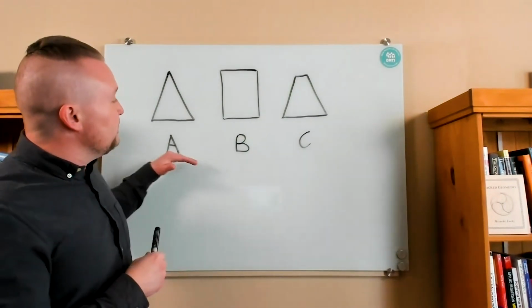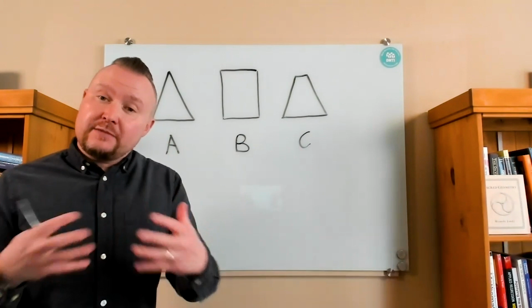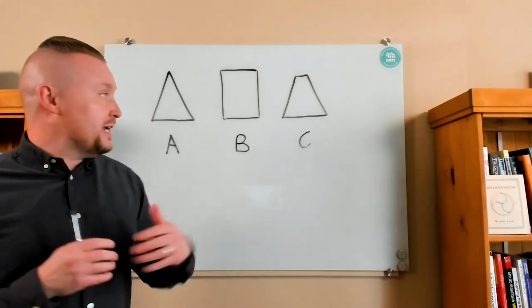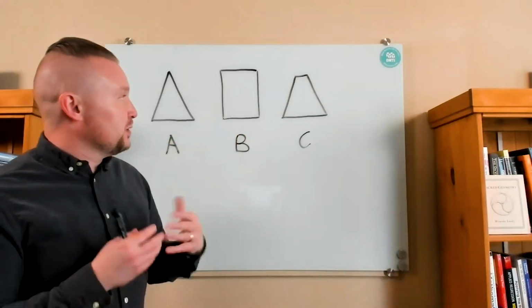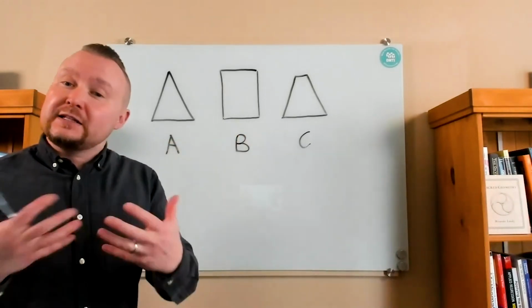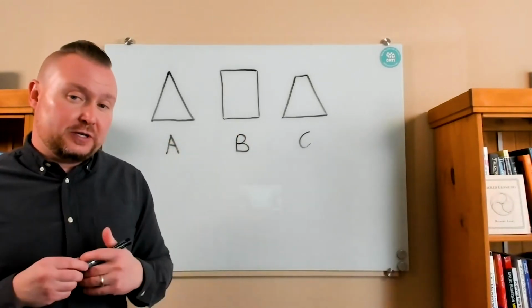Basically what you do is you give kids three different shapes and let them generate a rule that makes one of them not belong. So they'll say, I don't think A, B, or C belongs with the other two, and then listen to their ideas for why they don't think they belong.